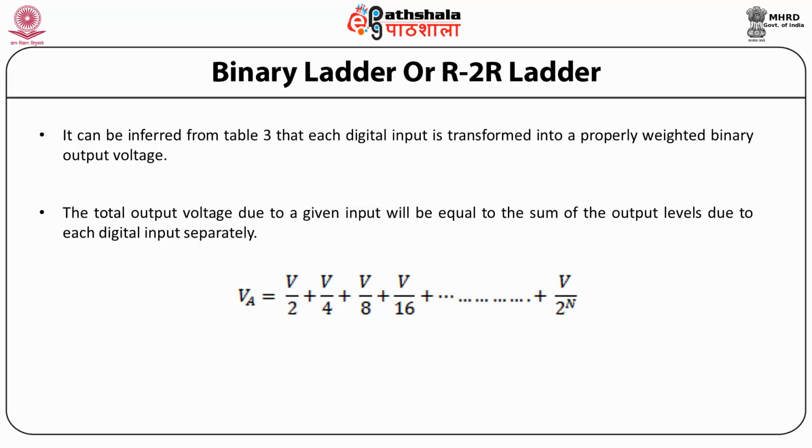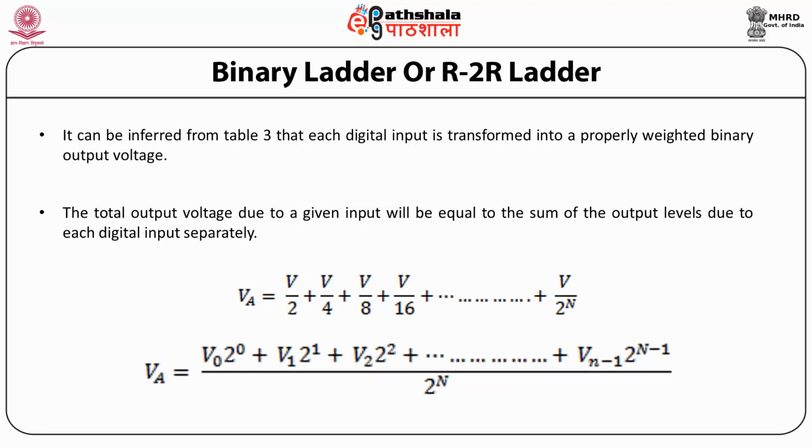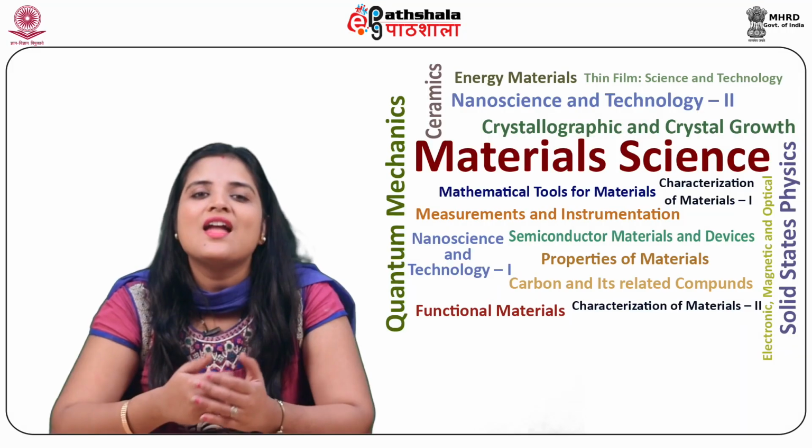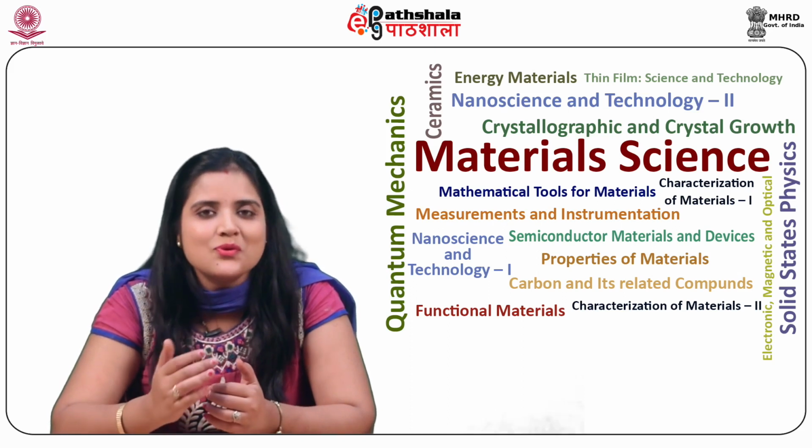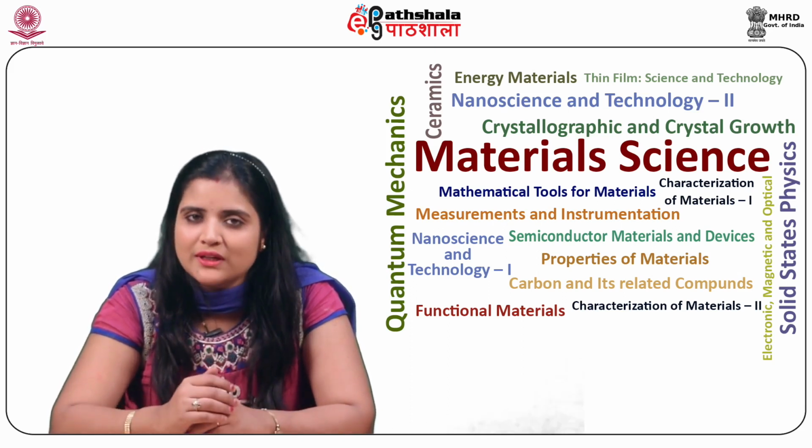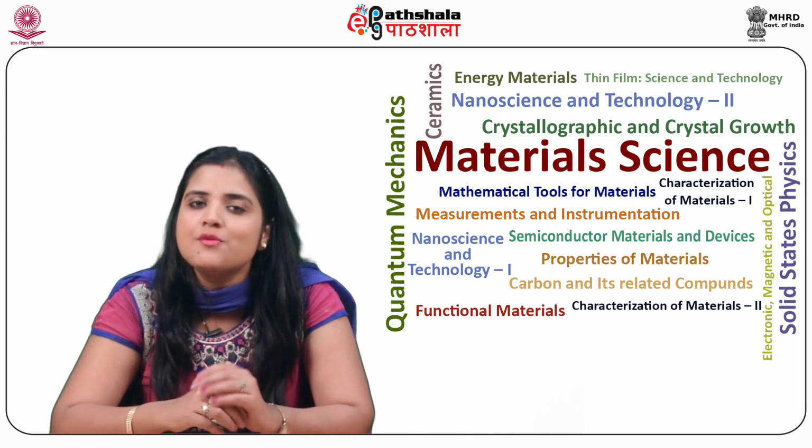raised to power N. Or equivalently, we can express VA equals V0 into 2 raised to power 0 plus V1 into 2 raised to power 1 plus V2 into 2 raised to power 2 plus so on till Vn minus 1 into 2 raised to power n minus 1, on the whole divided by 2 raised to power n. Here V0, V1, V2 till Vn minus 1 are the digital input voltage levels. Equation 4 can be used to find the output voltage from the ladder for any digital input signal.